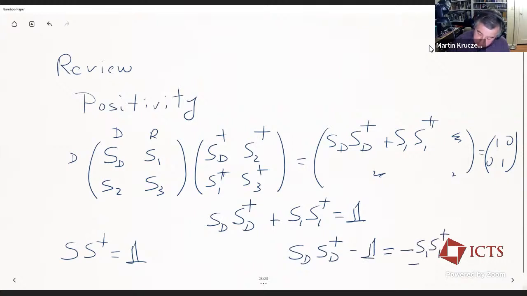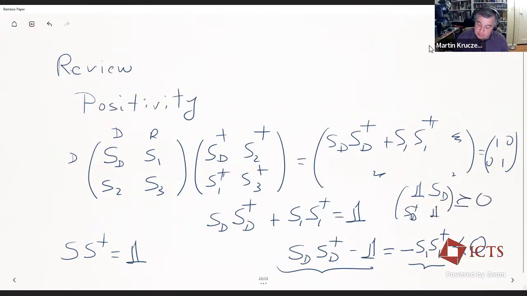And as we already said, a matrix times its dagger is positive definite. So with the minus, it is negative definite. So this matrix is negative definite. And that's equivalent to what we said, that 1 minus S_D dagger S_D is positive definite. You can easily convince yourself that's true. And this is basically the positivity condition we are always using for the S matrix.